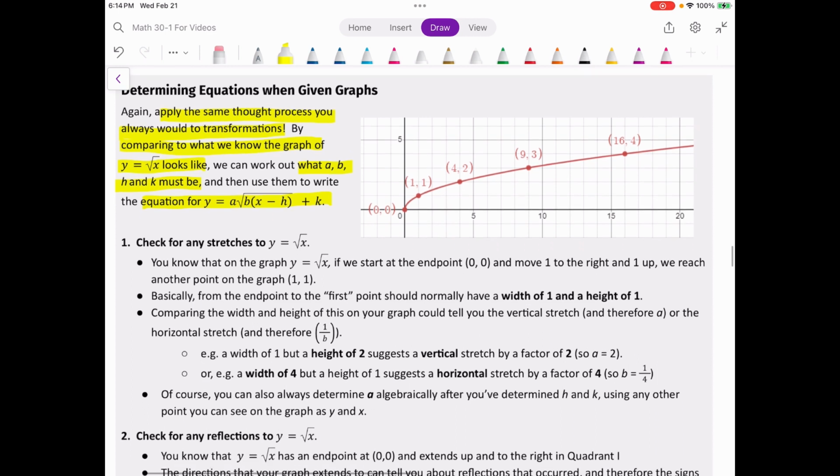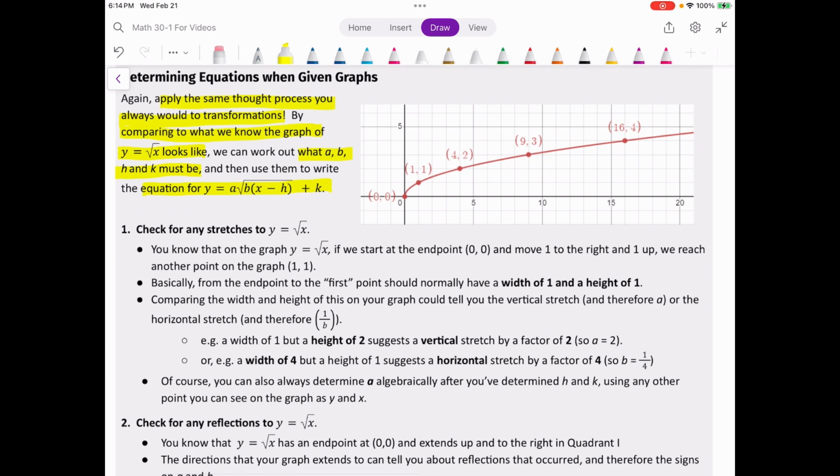So how do you go about that? Same thought processes, same kind of ideas that you would have applied back in Unit 1, like I said. Typically, first, we're going to check for any stretches, because before we can start thinking, well, that's actually not entirely true, but often stretches are a good place to start, just so you know what you're working with in terms of stretches. Okay, how do you know?